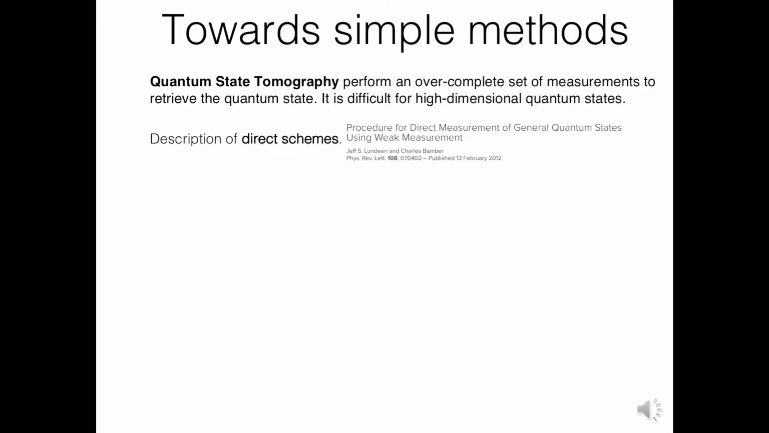This field has some past, and it is called quantum state tomography, in which the idea is to perform an over-complete set of measurements to retrieve the quantum state. The problem with this method is that you need to solve an inverse problem, which becomes harder as your system becomes more complex. So it would be great if we could have a direct scheme that tells us your state without having to solve a hard problem.